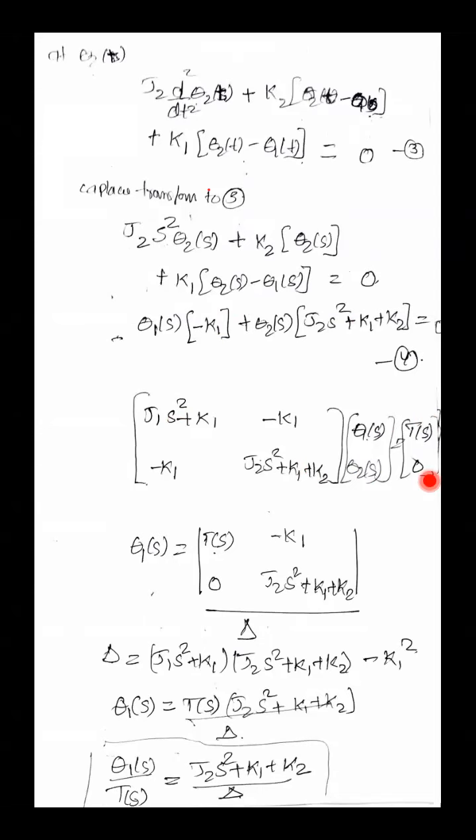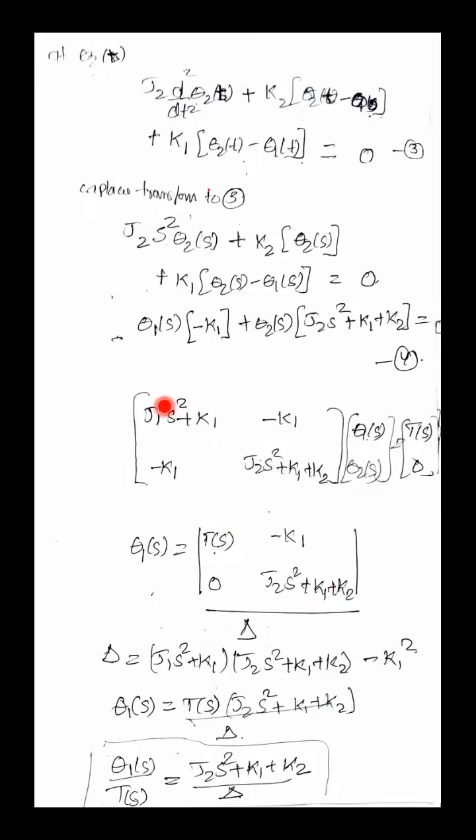After this, we have to calculate theta1 of S. In order to calculate theta1 of S, we have to replace the first column by the constants, that is T of S and 0 at the front, in the first column. Minus K1, J2 S square plus K1 plus K2 will come in the second column. This is divided by delta, where delta is the determinant of this matrix.